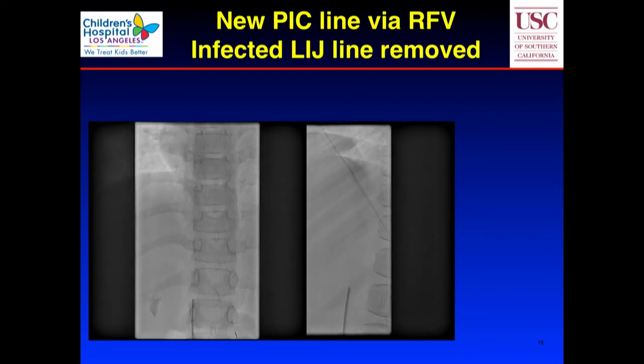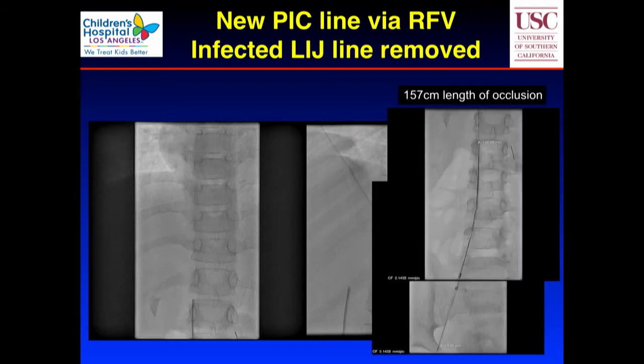Of course, I couldn't put any stents in there because I know that if I put a stent in there, there's still a risk of having an infection on those. So we sort of put a line in as a temporizing measure. But look how long this area of loss of vessels is. There's 157 centimeters of occlusion.